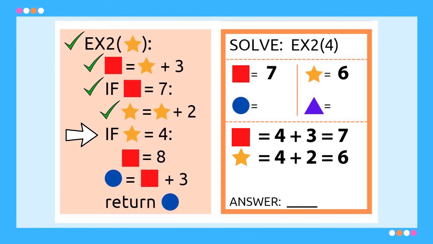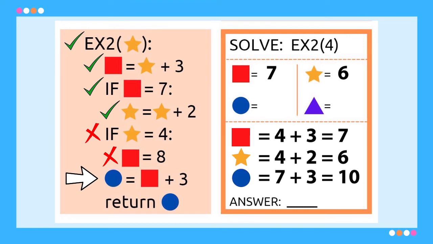Next, we have another if statement, so if star equals 4, but looking at the variable space, it no longer equals 4, it now equals 6. So because that statement is false, I do not do the line indented underneath it. And next, we have that circle equals rectangle plus 3. So again, I'll make my notes. Circle equals, well, rectangle is 7, so circle equals 7 plus 3, so circle equals 10. And finally, we return circle, so I check circle's value, which is 10, and I put that as my final answer.